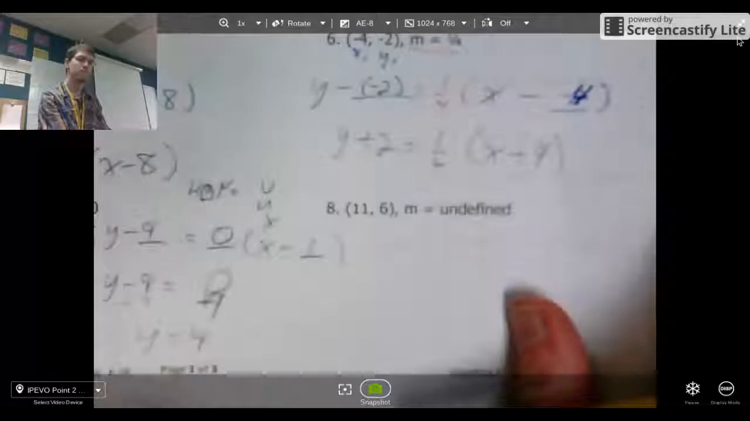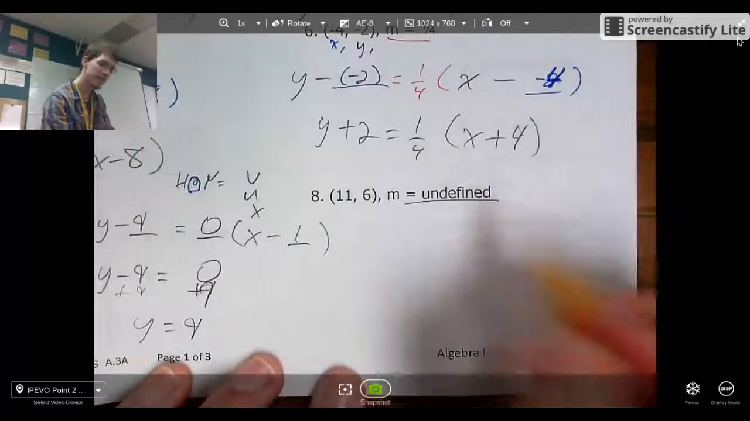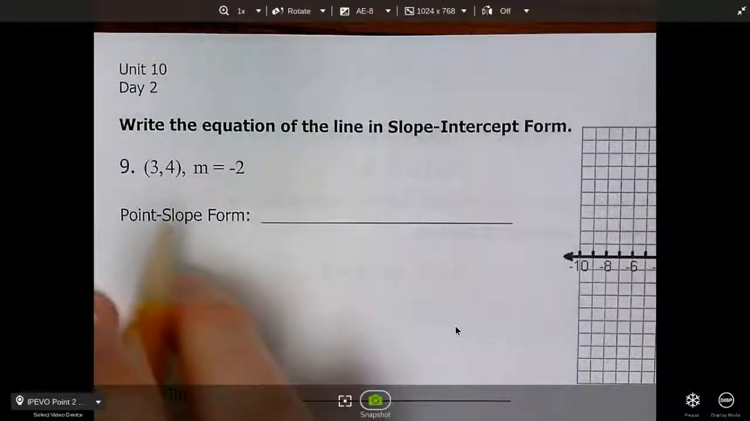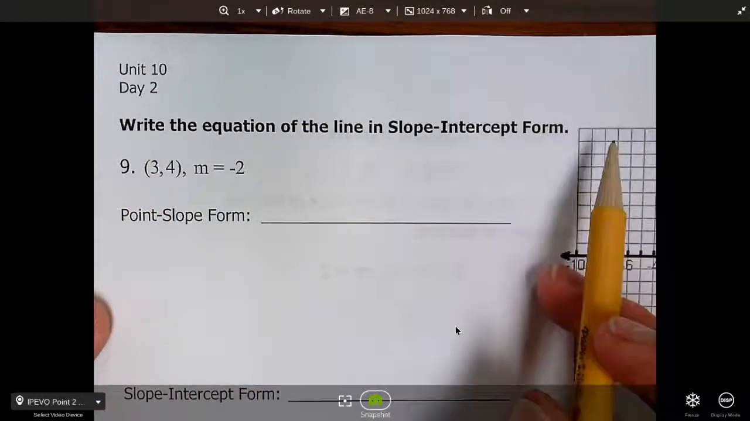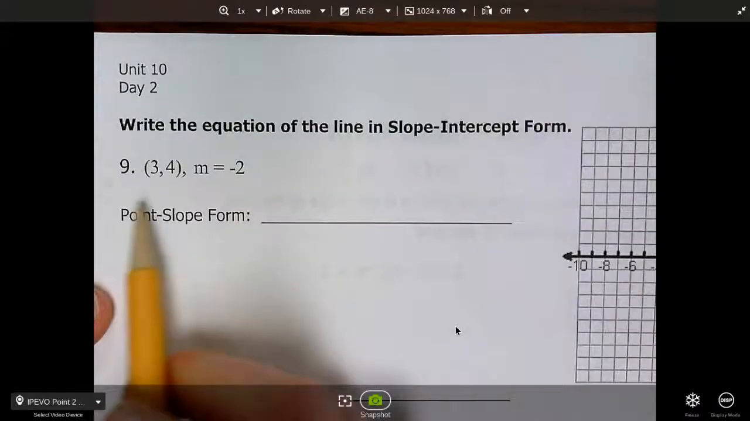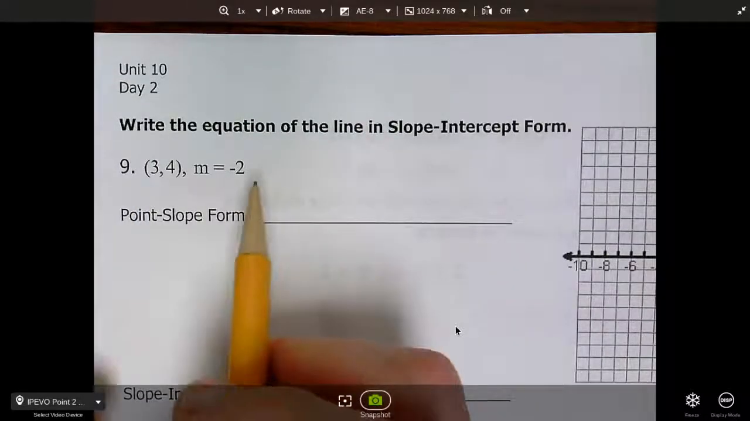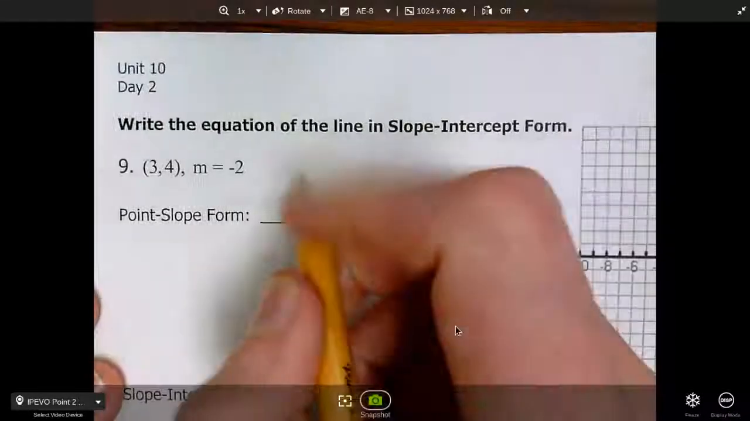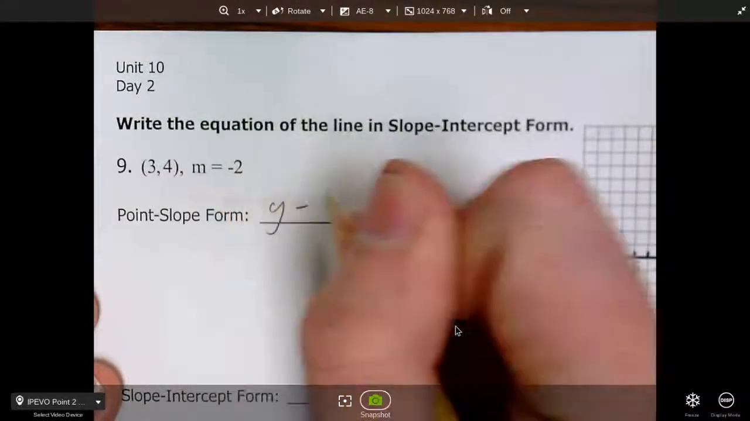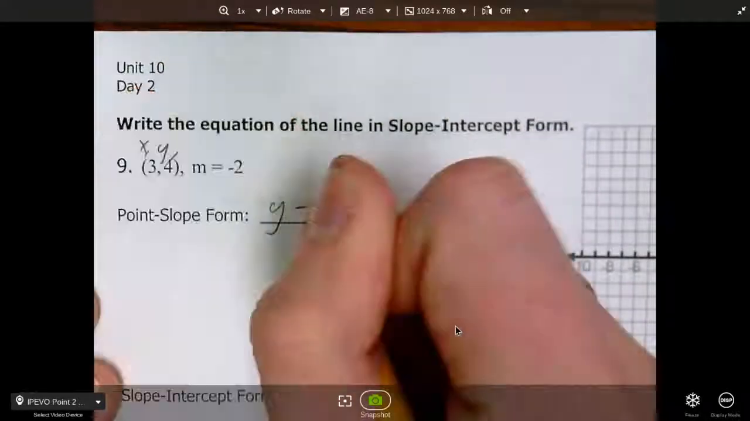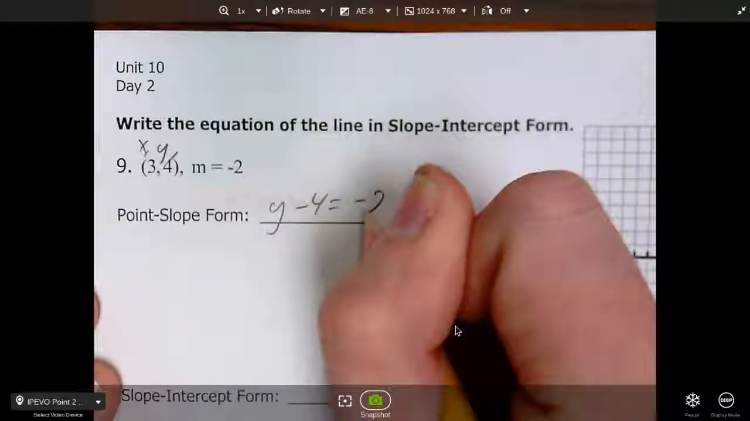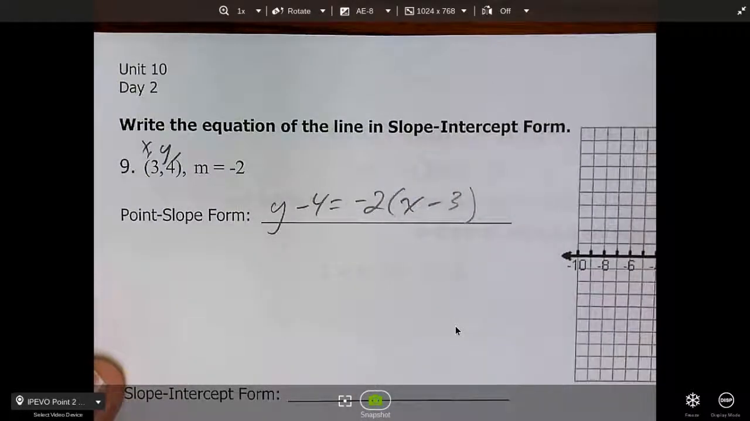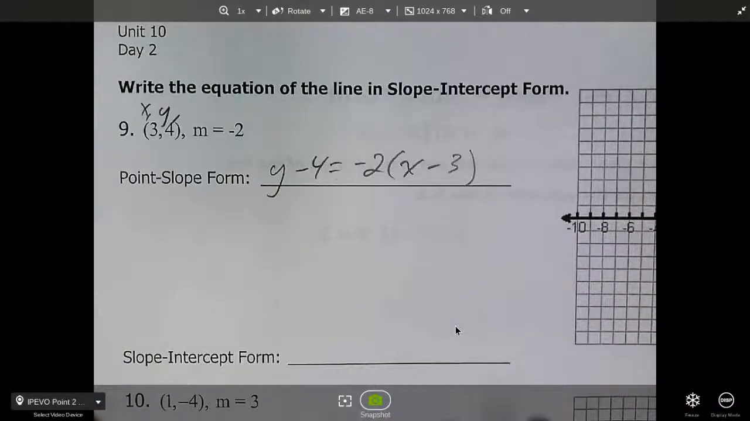Okay, number 8, we have an undefined slope. All right, continuing where we left off, we have new directions. Write the equation of the line in slope-intercept form. Okay, so we're given the point 3, 4, and m equals -2. So I'm just going to kind of rush through this part. Okay, writing it in point-slope form. y minus 4 equals -2 times x minus 3. Okay, hopefully we feel pretty comfortable with that right now.